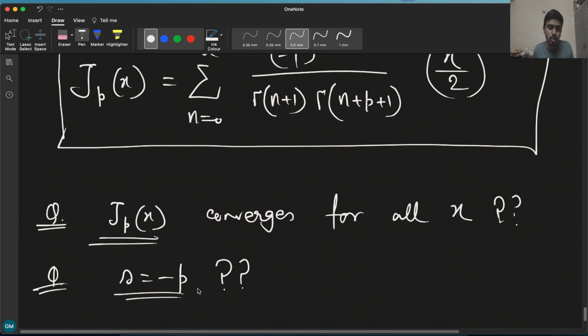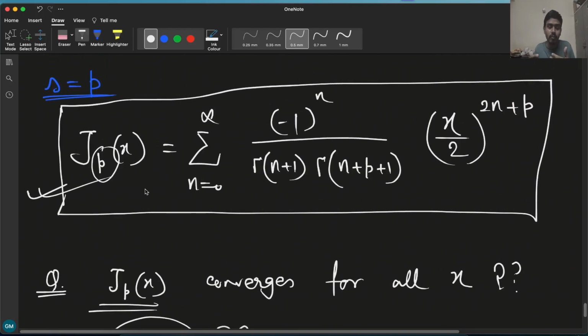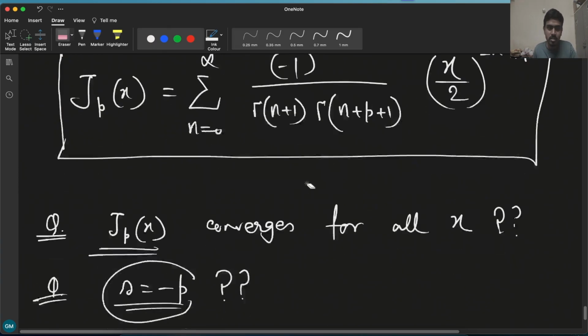We will see that in the method of Frobenius, if I put s equals minus p and get the other solution, that will not be completely independent of the Bessel function of the first kind for all values of p. For that case, we will try to find a different solution which will be independent of the Bessel function of the first kind for all values of p. Those things will be done in the next class.